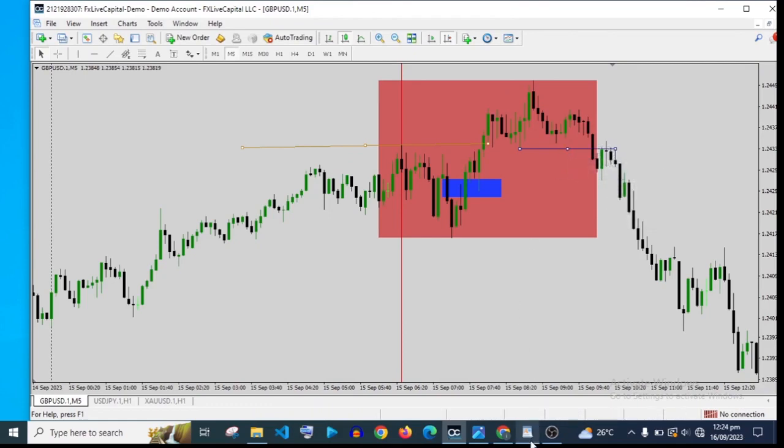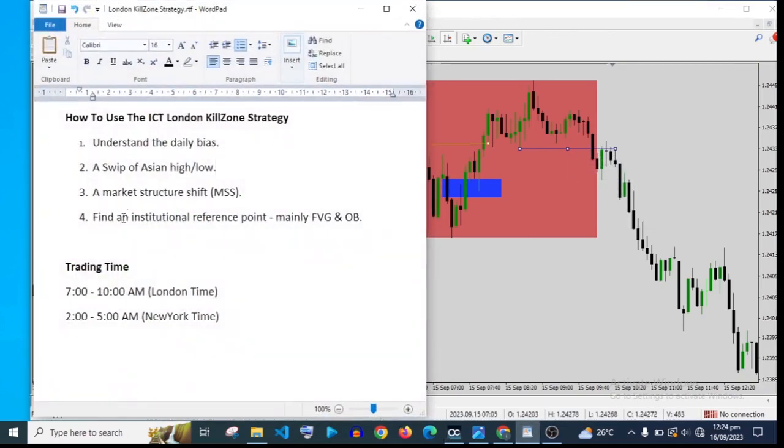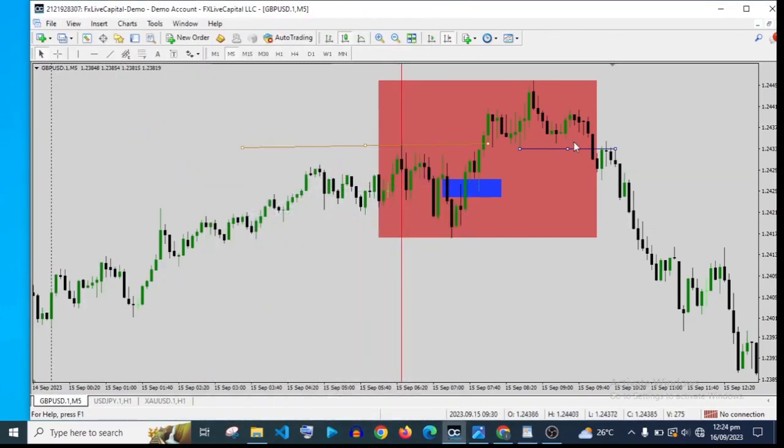So remember the fourth thing to look out for, which is an institutional reference point, a fair value gap or an OB, is from the level that broke it. So you don't have to go to this highest point and start looking for it. You come to this level. This is the level that finally gave us the market structure shift. Now let's find an institutional reference point in order for us to start trading. So let's bring back our boss to this place.